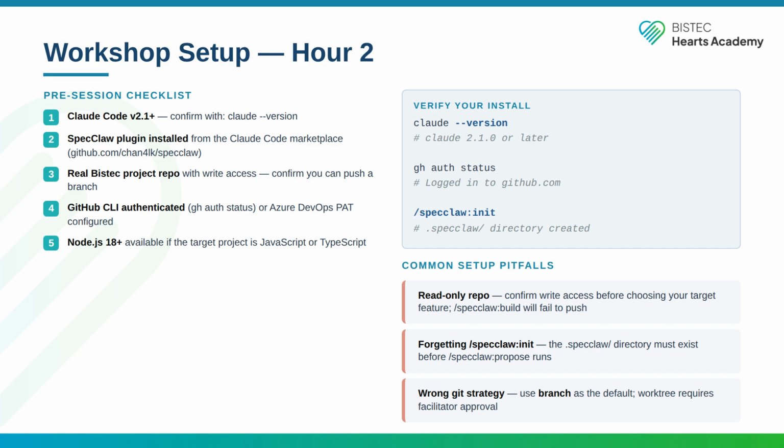3 common setup pitfalls to watch for. Choosing a repository where you have read-only access will cause /SpecClaw build to fail when it tries to push. Forgetting to run /SpecClaw init before /SpecClaw propose will produce an error because the .SpecClaw directory does not exist. Using the worktree Git strategy without understanding the implications; the branch strategy is the safe default for this workshop.